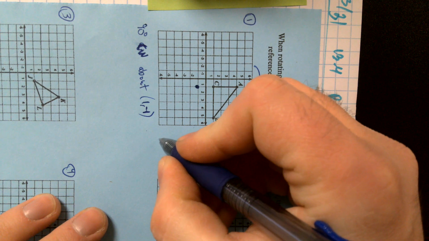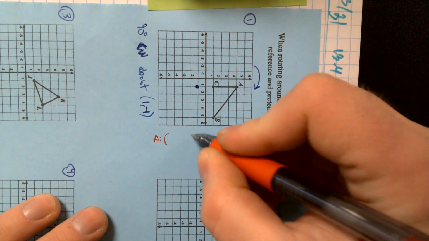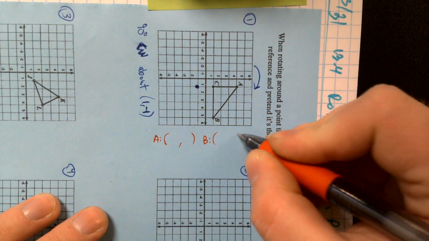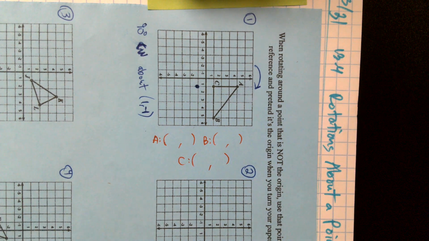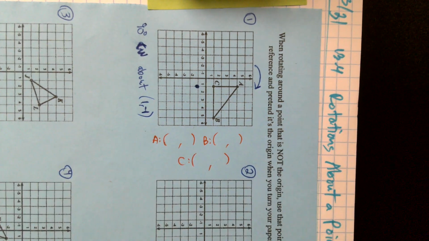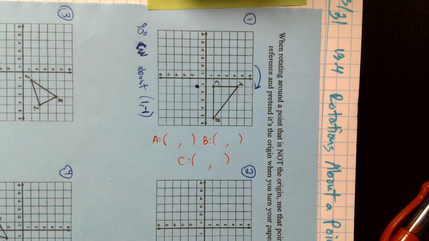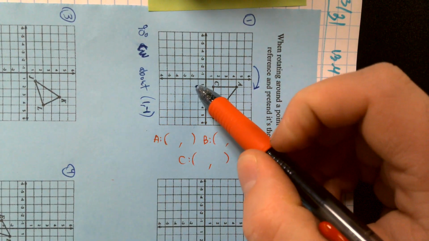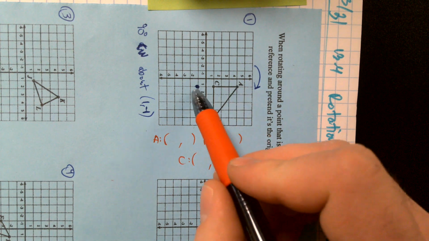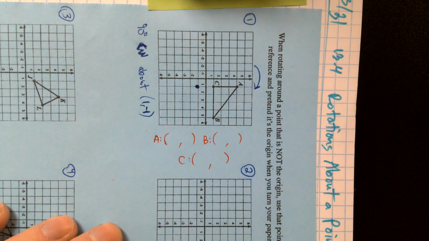What I'm going to do now is find my coordinates for A, B, and C. But I'm going to write these coordinates imagining that my reference point here is actually the origin. So we're doing the same thing we did yesterday, except instead of using the origin, we're using this new point as a pretend origin.